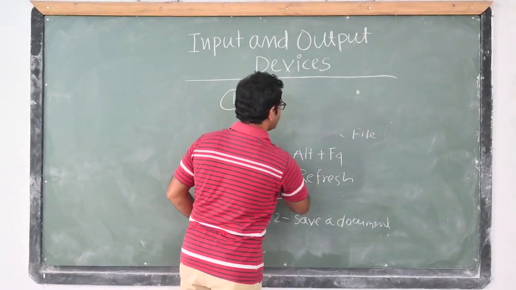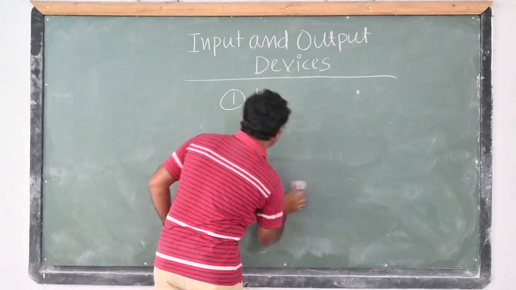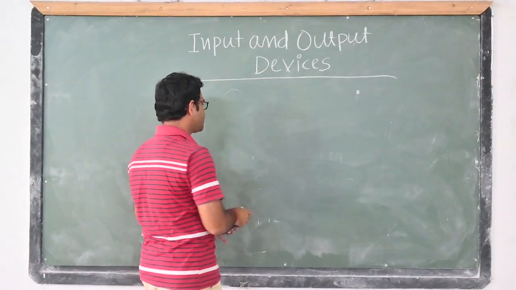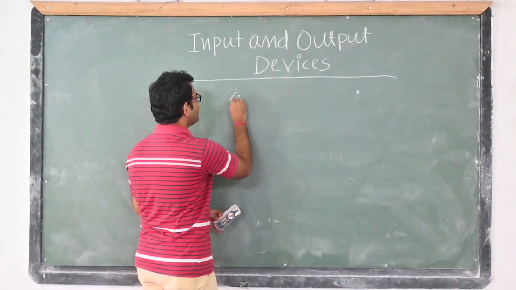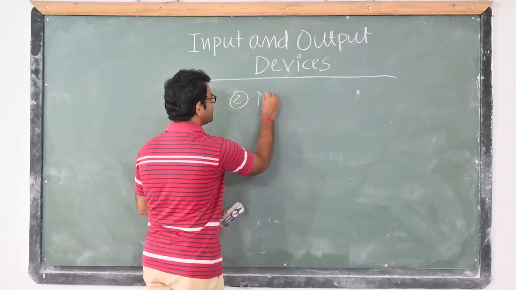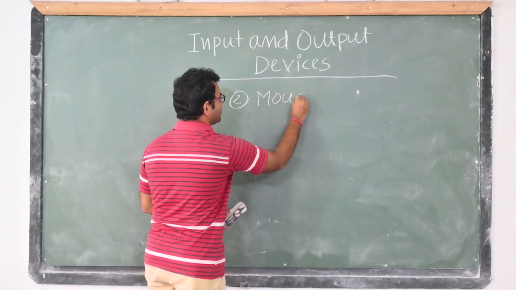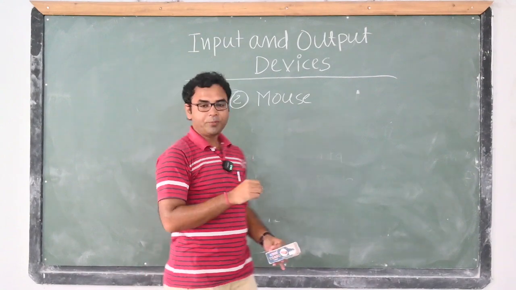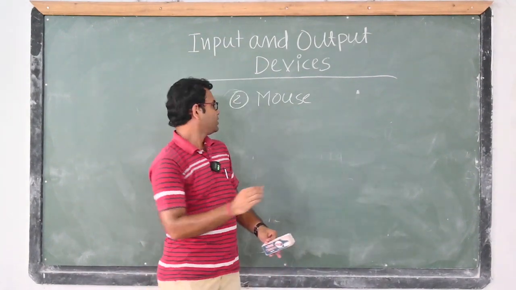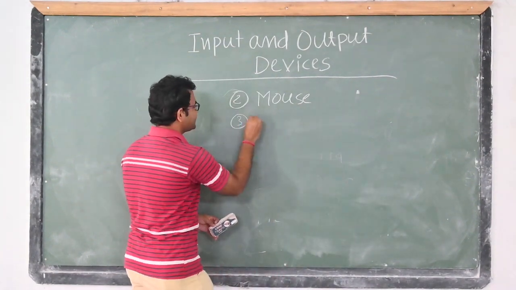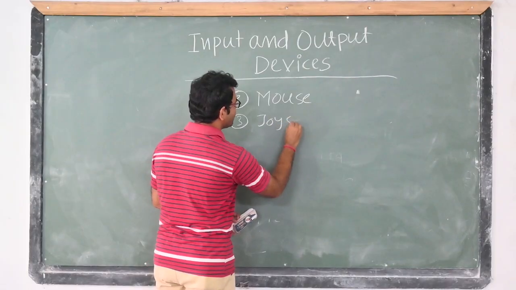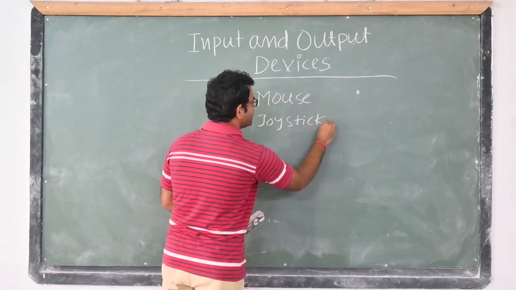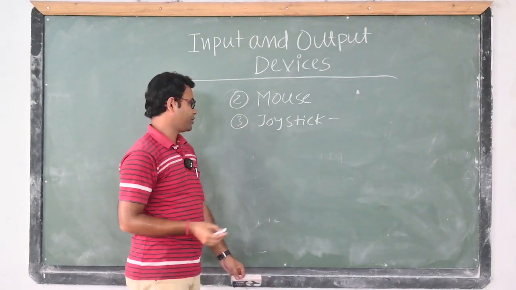Next we discuss one of the most important input devices, the mouse. You all know the mouse. Today we basically use the optical mouse, okay. Now the third one is the joystick. The joystick is basically used for gaming purposes, okay.